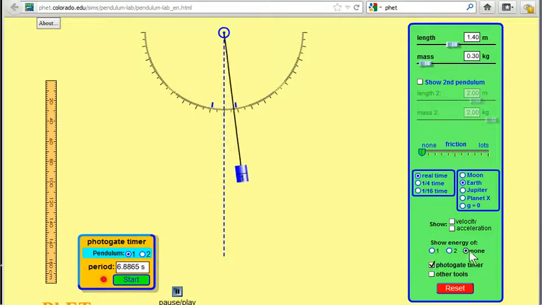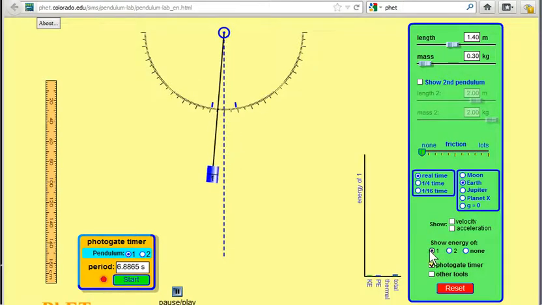Another thing that we could do is look at the energy of this pendulum. So here's an energy chart showing the kinetic energy and the potential energy. The thermal energy is 0 because friction is set to 0. So we've no heat energy. This bar here is the total energy. The height of this third bar is always a constant.